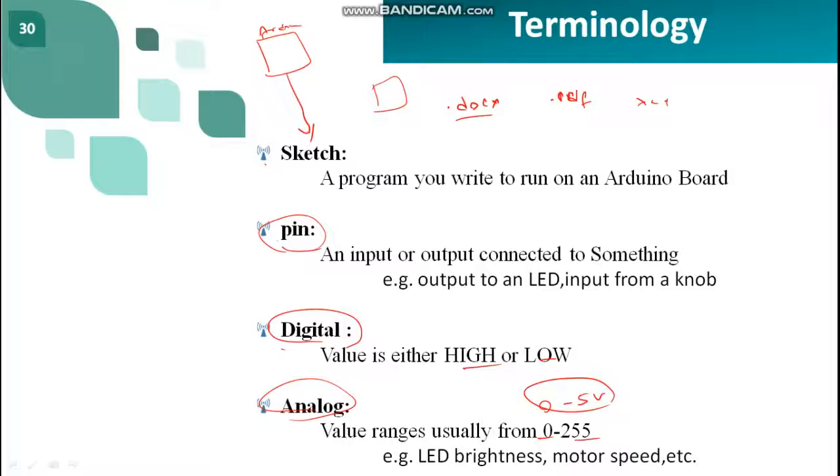So a question: why is it only from 0 to 255? Normally the Arduino that we are dealing with is 8 bit. So 2 power 8 is nothing but 256, that is 1 to 256. But we start with 0, therefore it becomes 0 to 255.